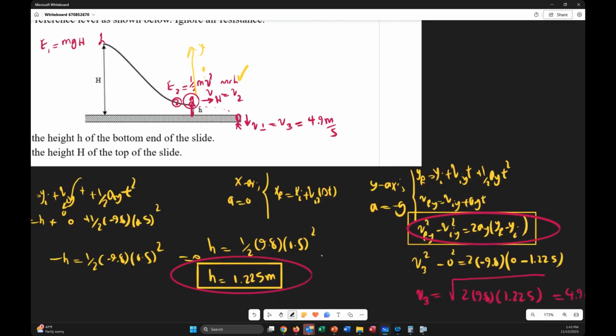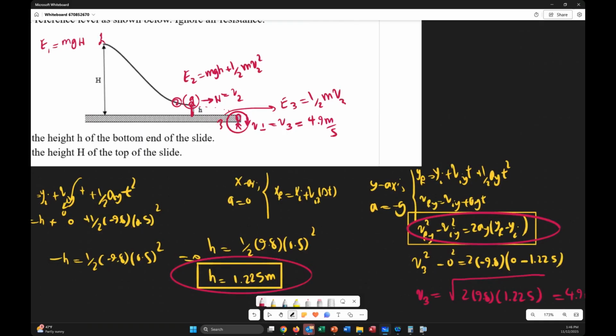You remember those equations that I wrote here? I will rewrite one more time. E2 was mgh plus 1/2 m velocity squared. And at situation number 3, the energy is 1/2 m velocity 3 squared. Good?